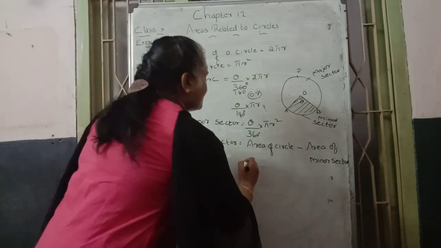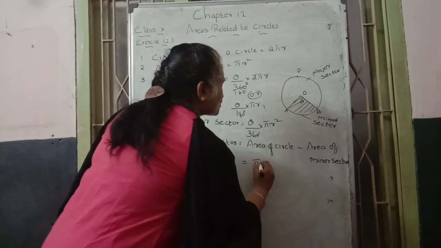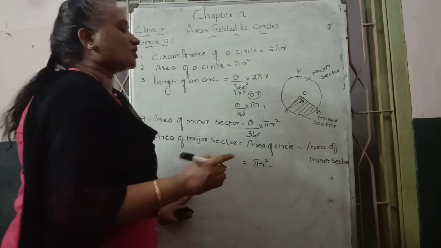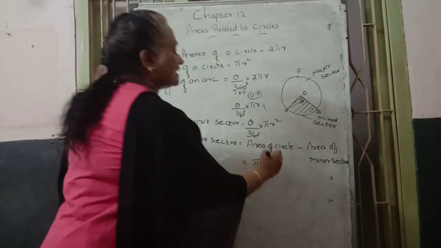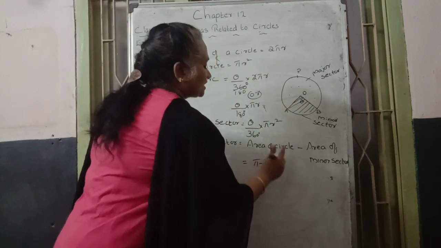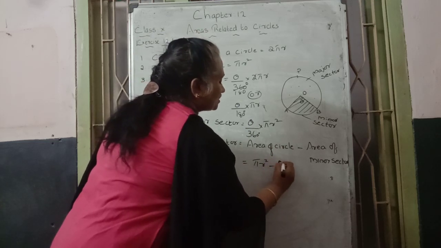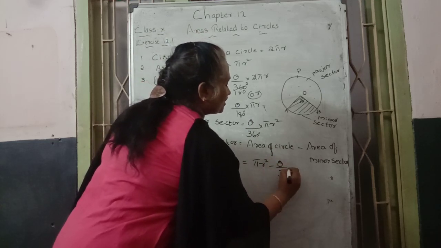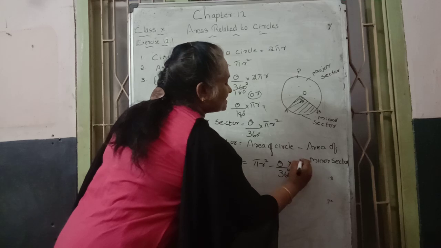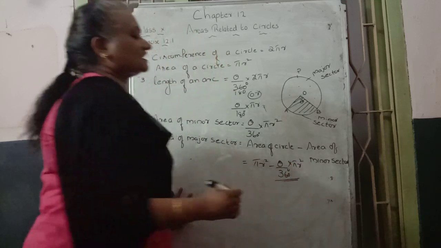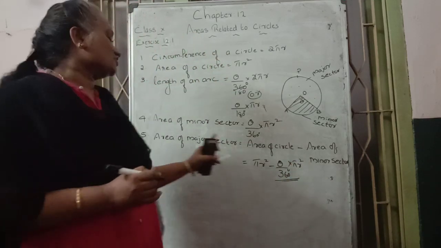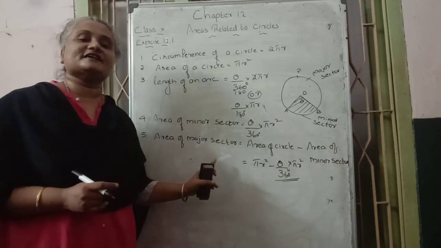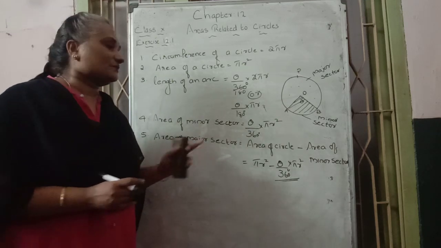Area of the circle, what is the formula? Pi r square is the formula. Area of minor sector, what is the formula we learned just before? Theta by 360 degree into pi r square is the formula for the area of a minor sector. So this is the formula for finding the major sector area.